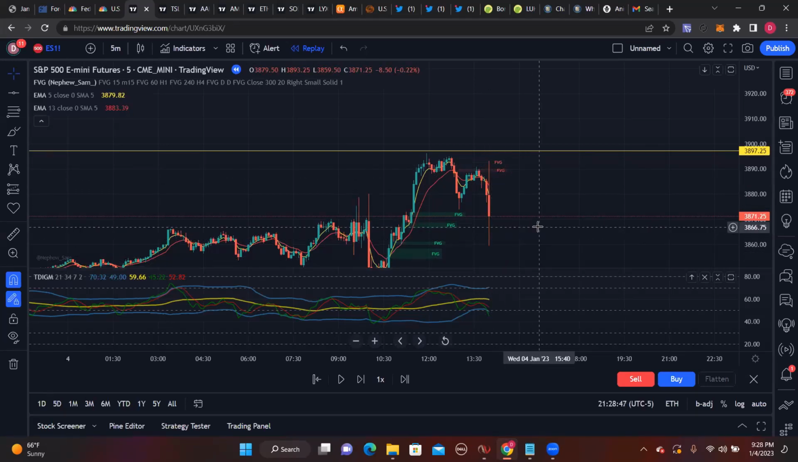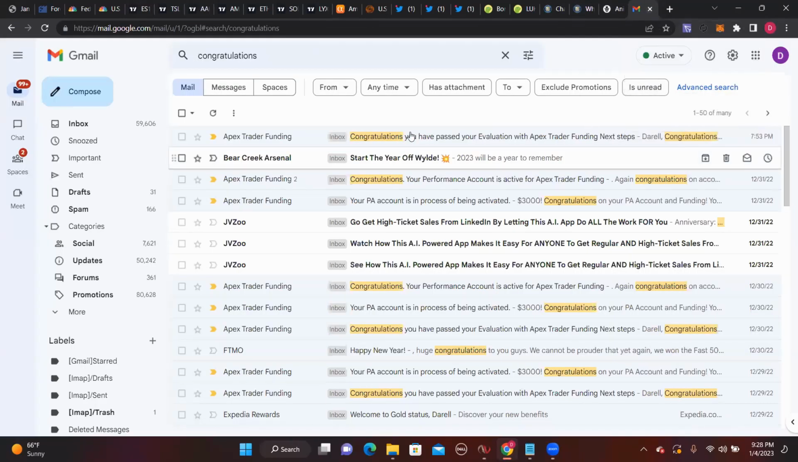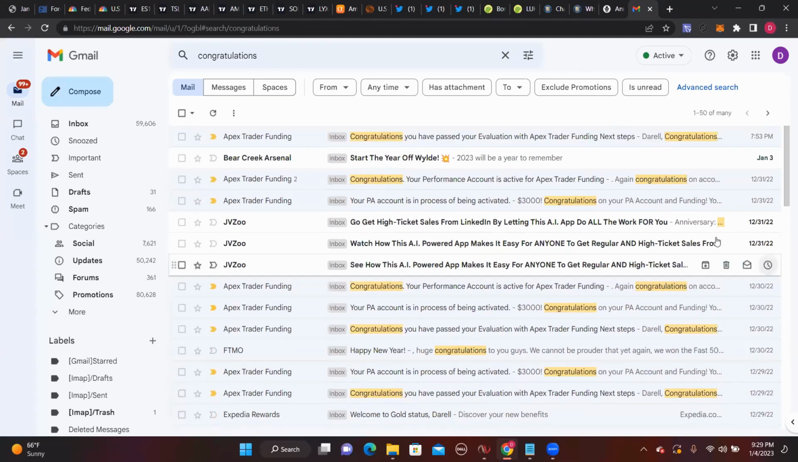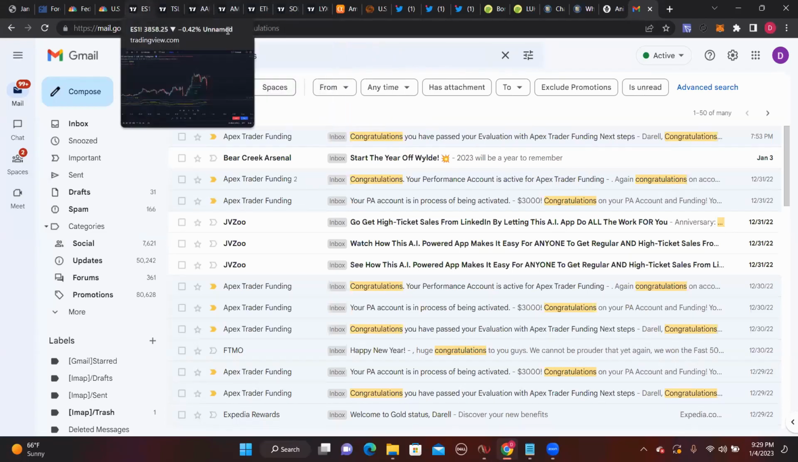So that's how I've been able to actually pass a lot of my accounts quickly on just a couple of trades. So even if I just go to my email really quickly, if I just type in congratulations, because that's what Apex sends, you'll see all these emails I've been getting saying you passed your Apex. Here you passed it, you passed it here, you passed it here, you passed it here. These are all in the past 3 or 4 days, and it's been just off news. So that's something else that I've been using to my advantage because futures does move so fast.